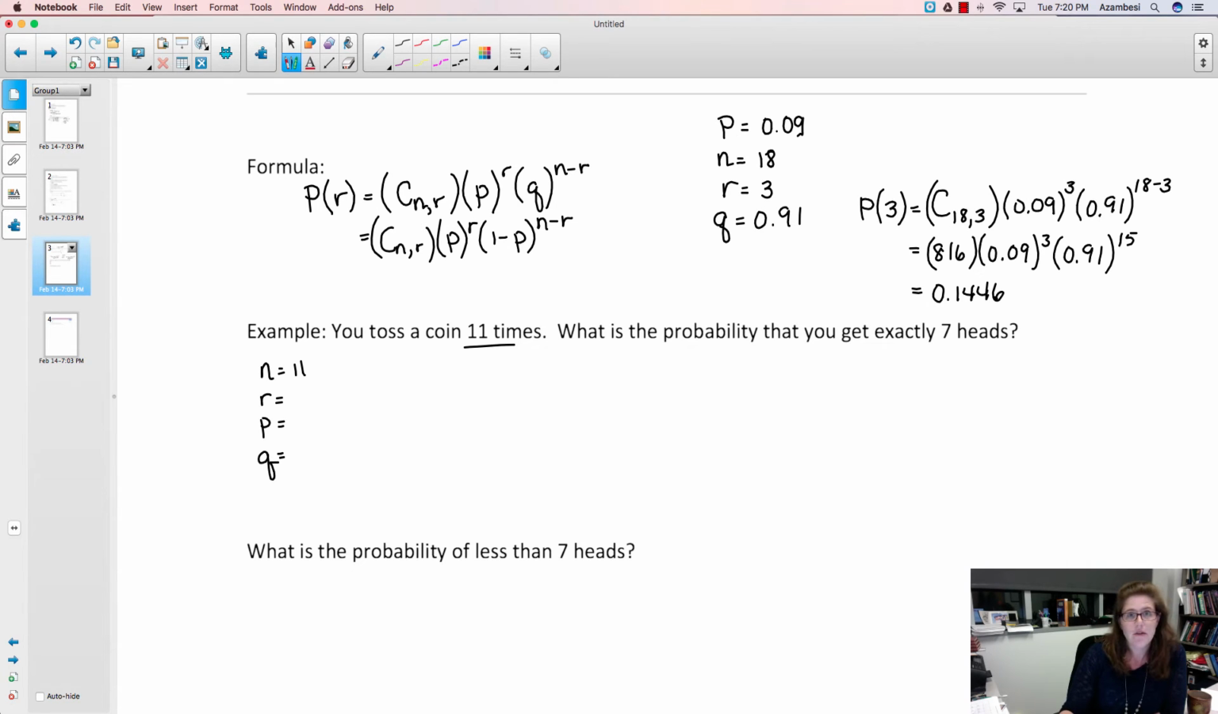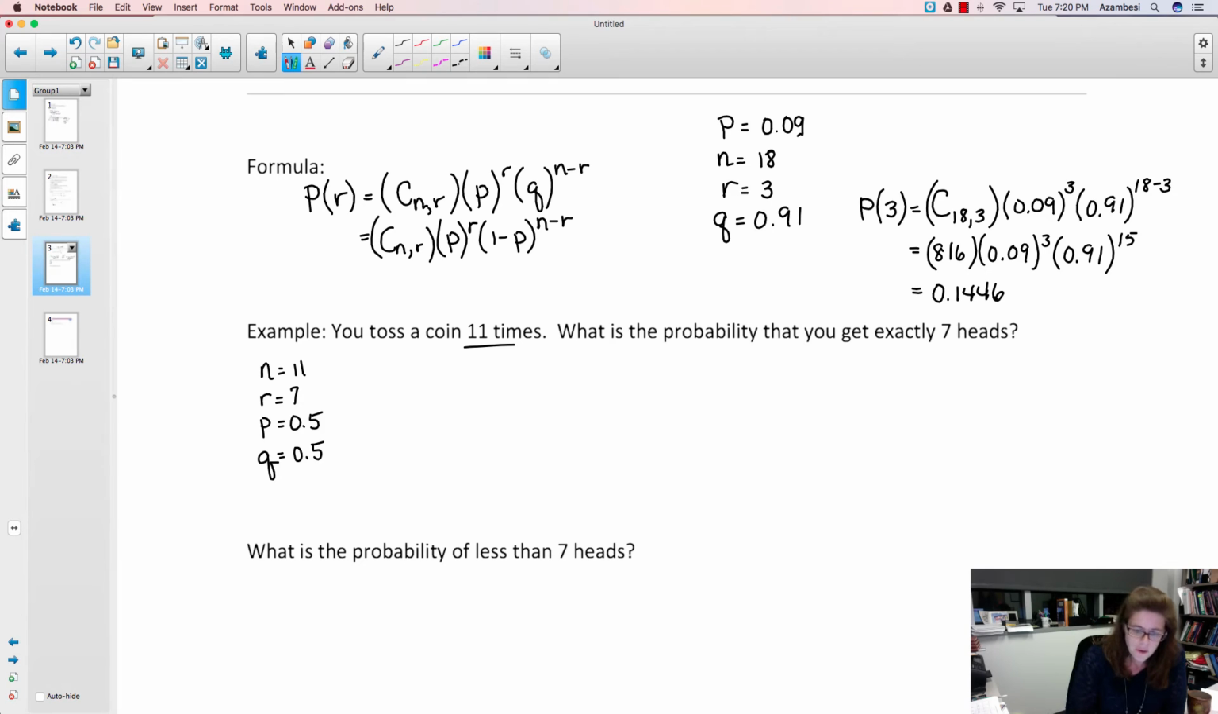The probability of 7 heads is what gives us our R value. Now, P is the probability of a success on a single trial, which means if I were to flip a coin one time, what's the probability of a success? This time, P is something we know. So here, P would be 0.5, and Q, 1 minus P, also 0.5.